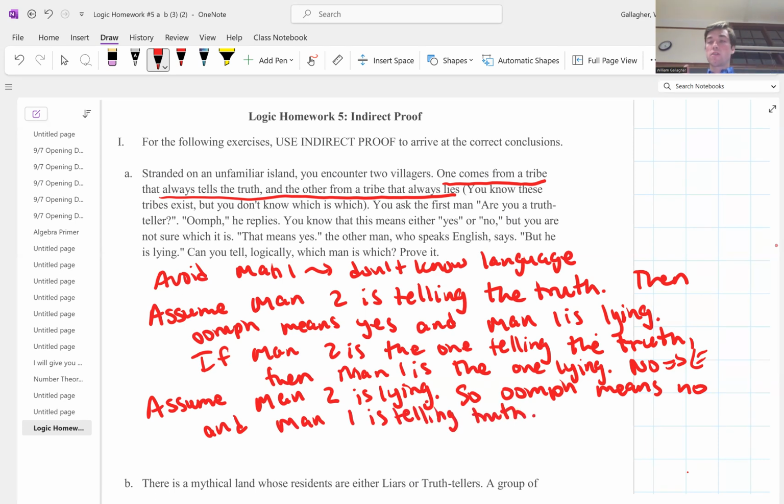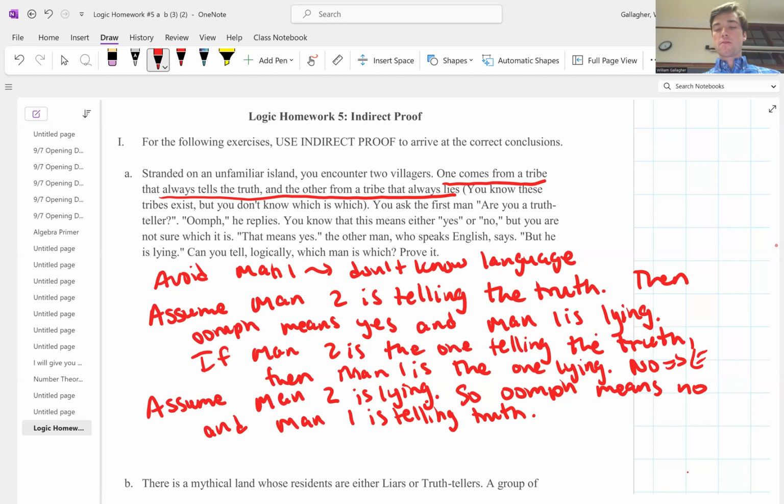Now here's the part where you want to look at the question that you asked the first man. You asked the first man, are you a truth teller? He says oomph. We have that oomph means no, right? Which would mean that the first man is lying. But we just said that man one is telling the truth. So that's the contradiction.